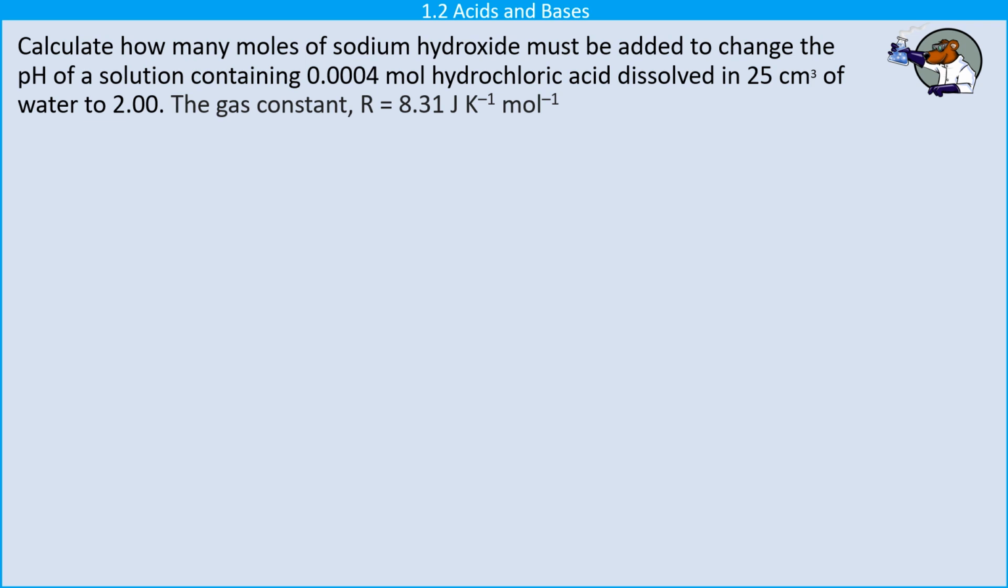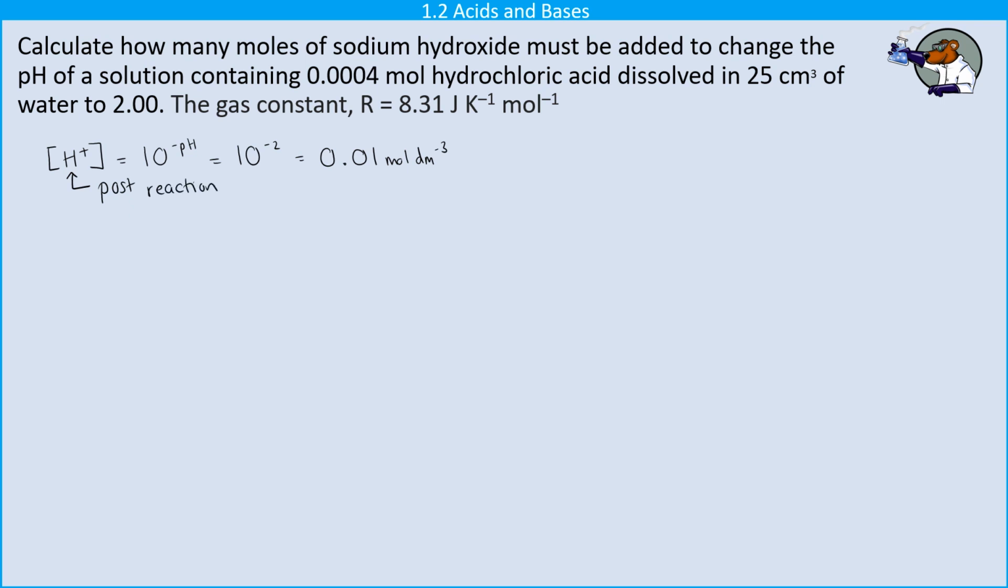Now, in order to tackle this question, the first thing we need to understand is the relationship between hydrogen ion concentration and pH. In order for the pH to be 2, we need to know what hydrogen ion concentration we are aiming for. So hydrogen ion concentration, as you know, can be found by taking 10 to the index of the minus pH, so here to the minus 2. And that gives us a concentration of 0.01 mole per decimeter cubed. So that's what we're aiming for.